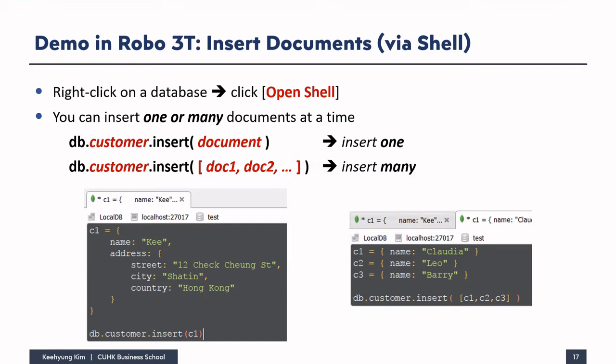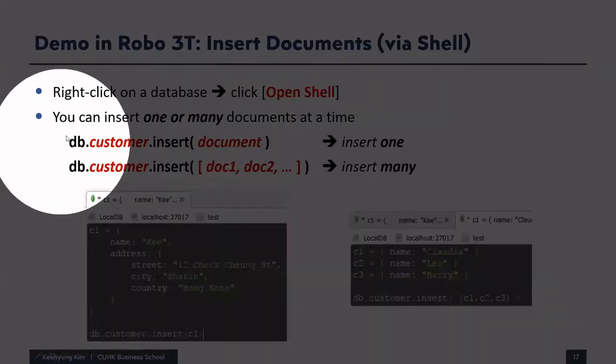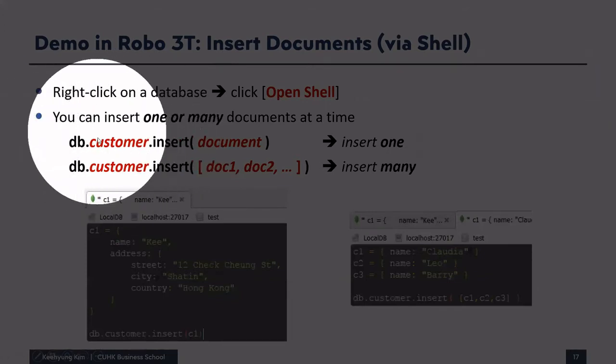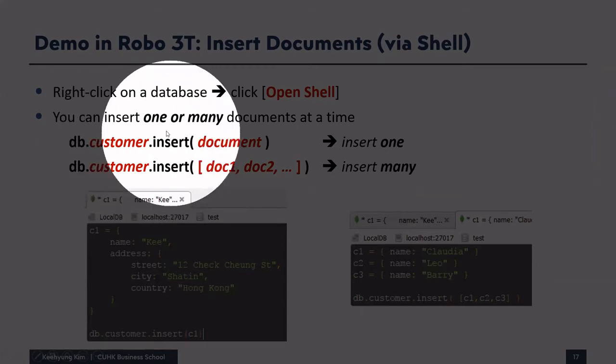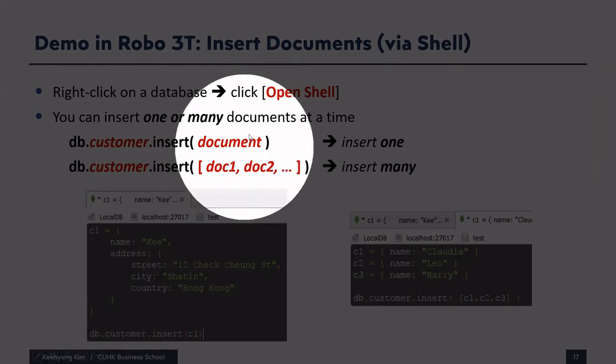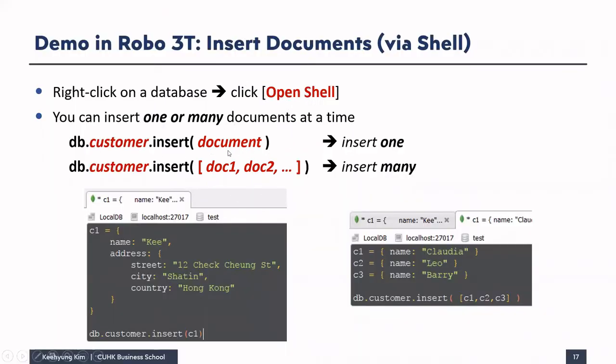So in the shell environment, you can insert one or many documents at a time by utilizing code. And the code you can utilize is basically the insert function here. So you can start your code with db, then the name of the collection where you want to add a document, in this case the customer collection, and then the insert function. And inside the insert function, you can specify the document you want to add.